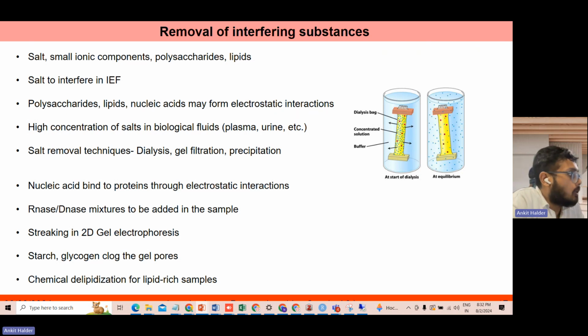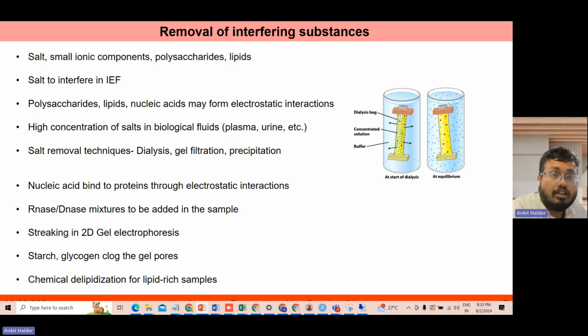So what happens is that there's a salt, as I mentioned. If you are working with biofluids like CSF, cerebrospinal fluid, we will have a huge concentration of salt and very little protein, in a very diluted condition, for which you need to concentrate your sample, and then take it forward for extraction of the proteins. So salt interferes in the isoelectric focusing. Also, it will be interfering with you.